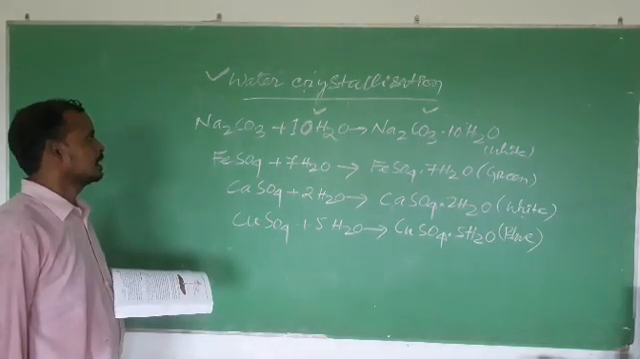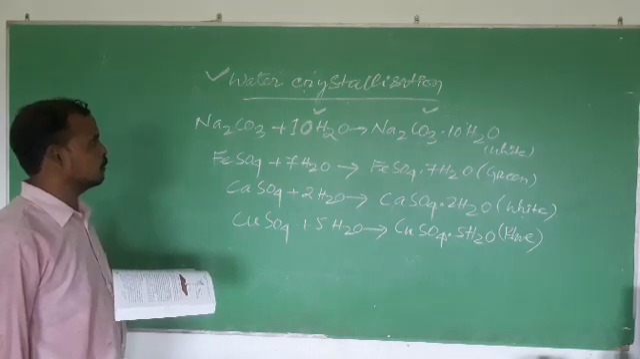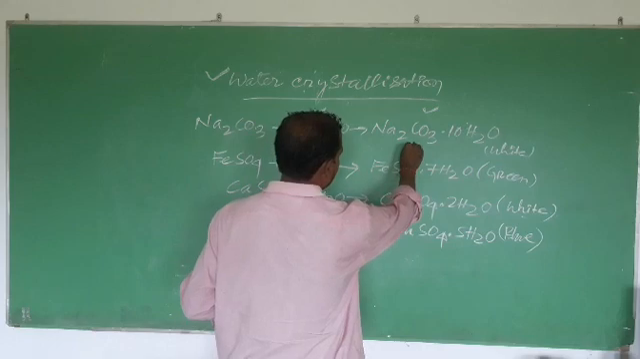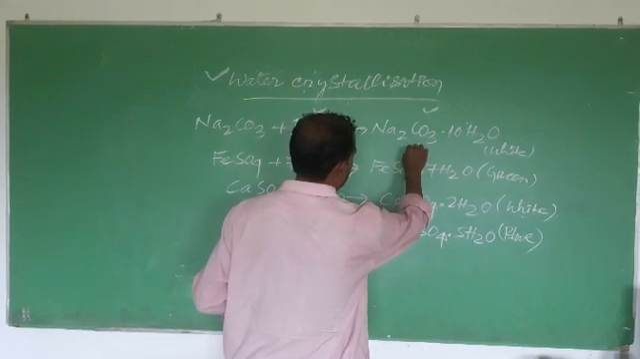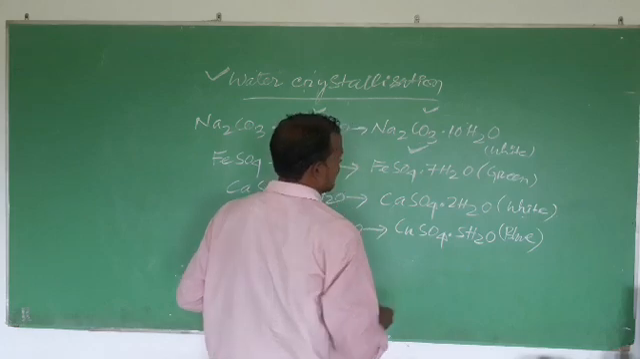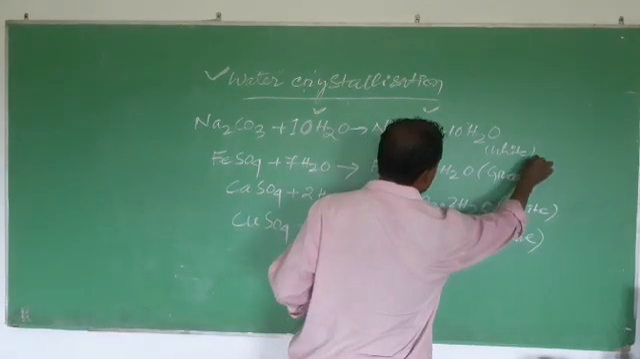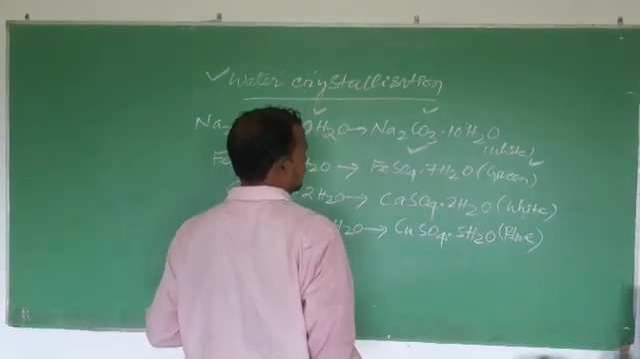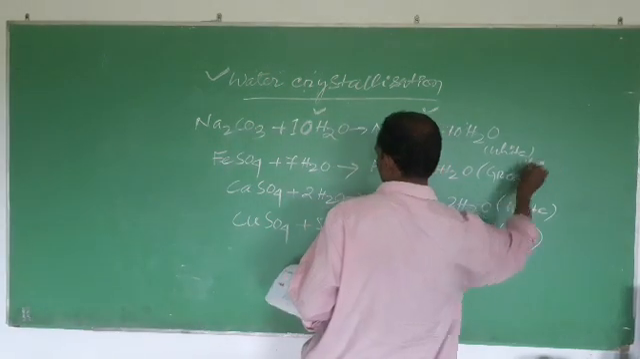Let us come to iron sulphate. When it is crystallized with 7 molecules of water, you will find what? Crystallized iron sulphate, and its color is green. The presence of water molecules in iron sulphate imparts green color.